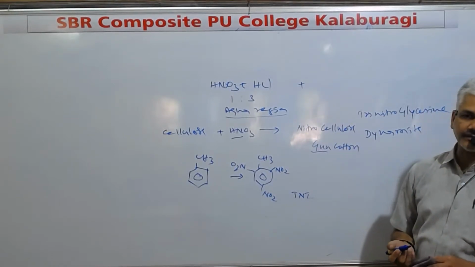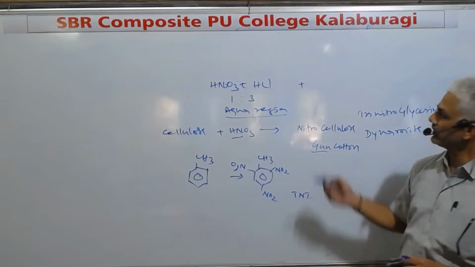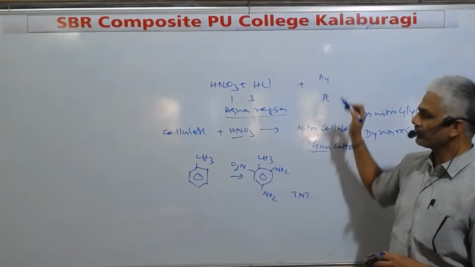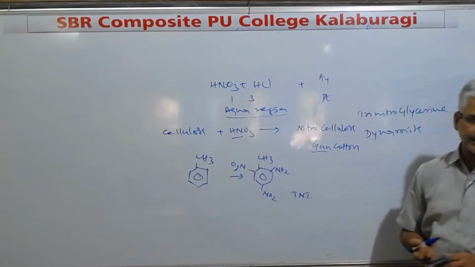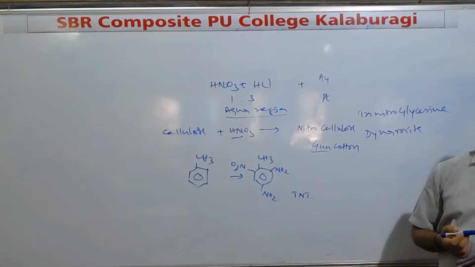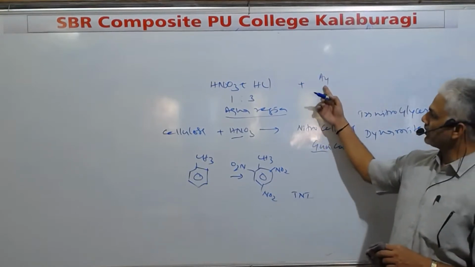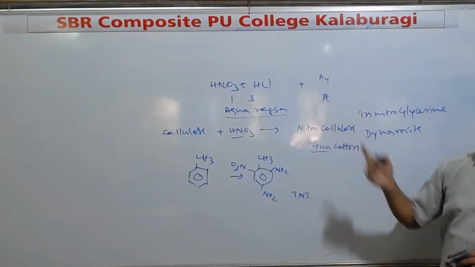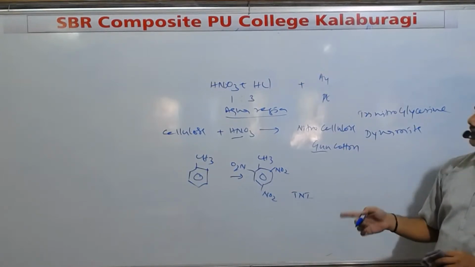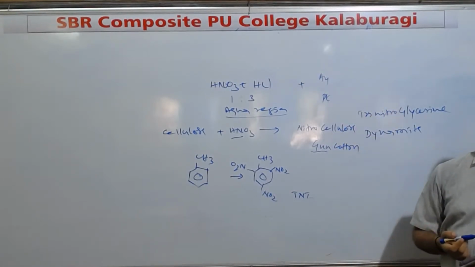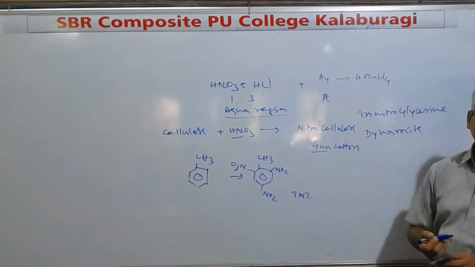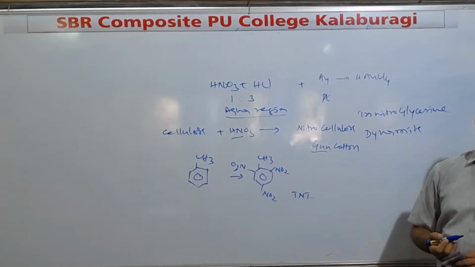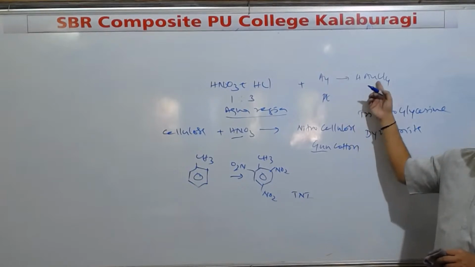How many noble metals are there? Only two. What are they? Gold, platinum. So when gold and platinum are made to react with aqua regia, how do they get dissolved? First, gold or platinum will be converted into corresponding chlorides, and those chlorides are converted into corresponding acids. With gold, you will get this acid, HAuCl4. This is called chloroauric acid.